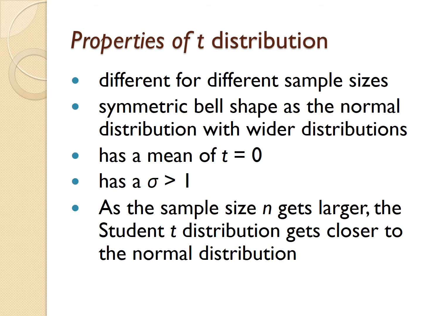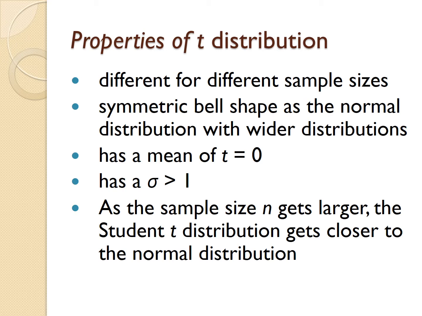The t-distribution is also referred to as the student's t-distribution, and it has the following properties. The student's t-distribution is different for different sample sizes. It has the same general symmetric bell shape as the normal distribution, but it reflects greater variability that's expected with small samples.